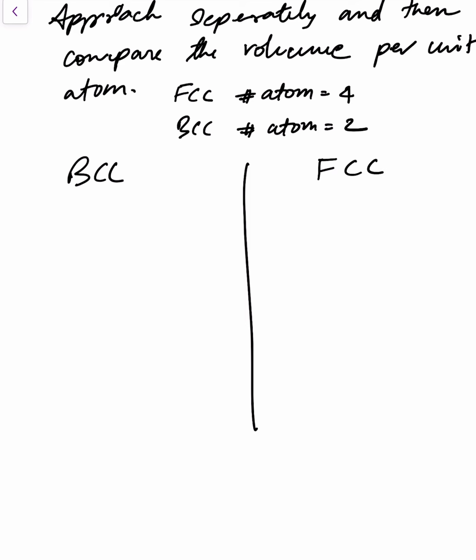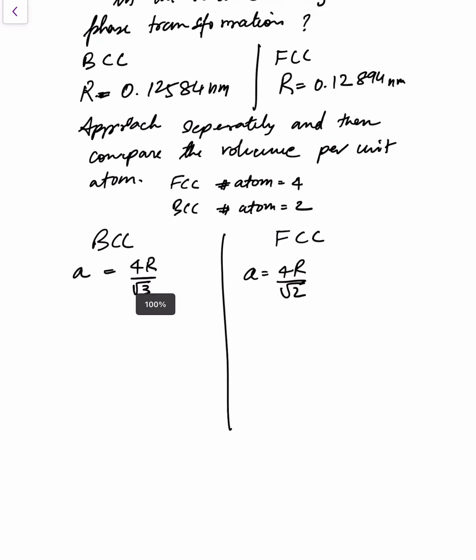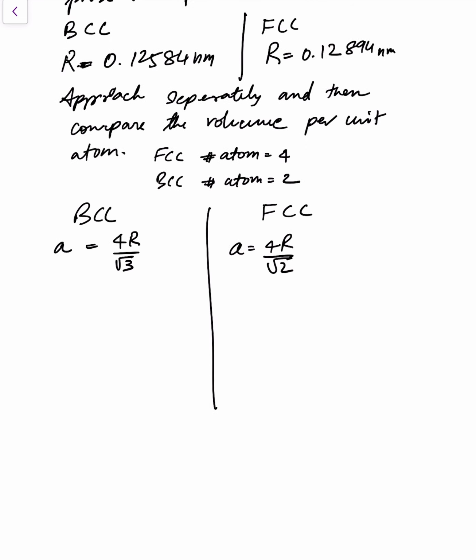So if you recall, there is a relationship between the lattice parameter, which is a, and the radius of the atom. For a BCC structure, that relationship is a equal to 4R divided by square root of 3. Similarly, the relationship for an FCC structure is a equal to 4R divided by square root of 2. Okay, and so we are going to use that relationship in order to find the lattice parameter.